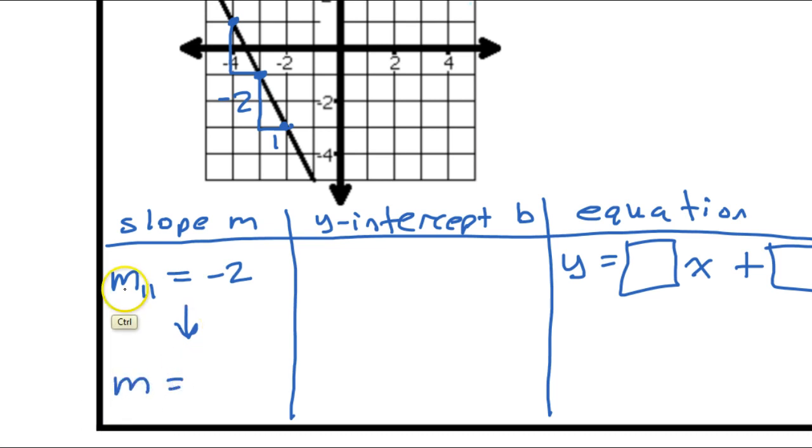Okay, so if m parallel is -2, then that means m is -2. The slope I'm actually going to use should be the same as the parallel line. So I can go ahead and put -2 in the box. That is a keeper. Now, time to find the y-intercept.